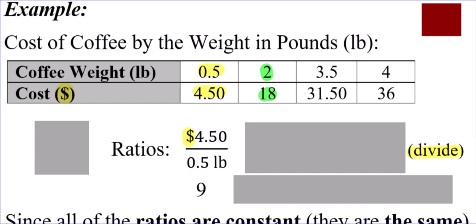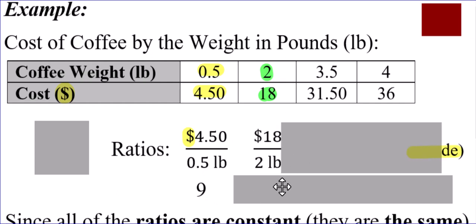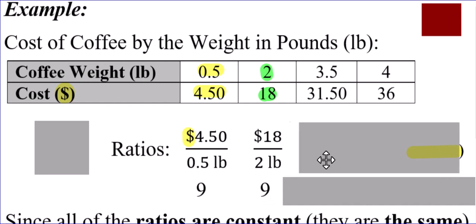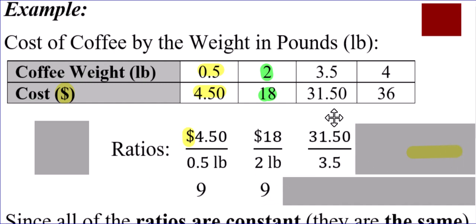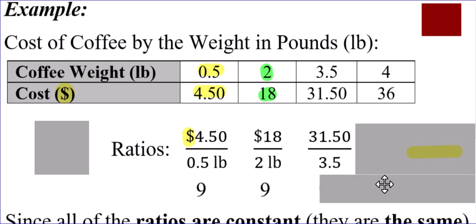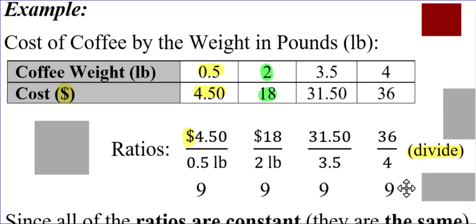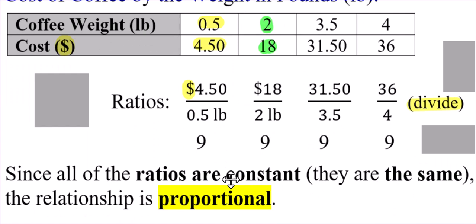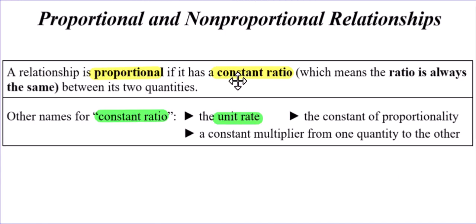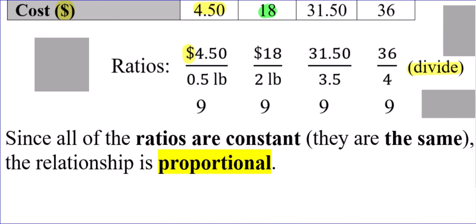So we're going to set up that fraction and divide, and that's going to give us, again, $9 per pound. The next ratio, we have $31.50 divided by 3.5 pounds. And again, that gives us $9 per pound. And then finally, $36 divided by 4 pounds gives us $9 per pound. So you can see all the ratios are constant. They are always the same. So this is an example of a proportional relationship, like we saw at the top. If there is a constant ratio, the ratio is always the same between the two quantities, then we say it is a proportional relationship.